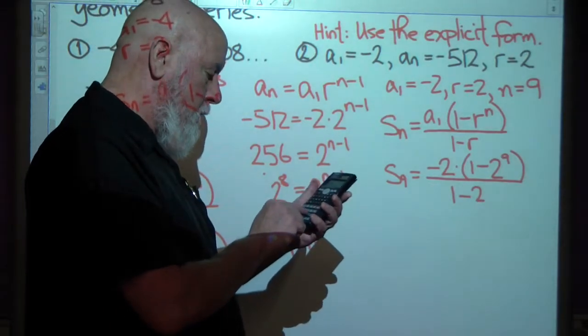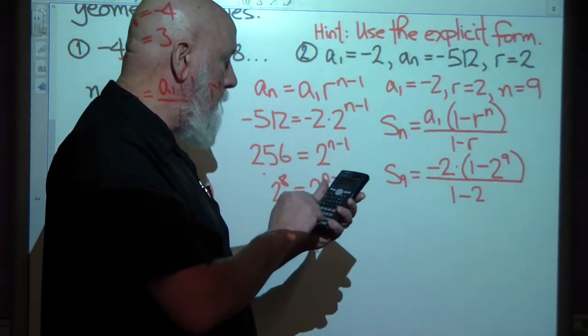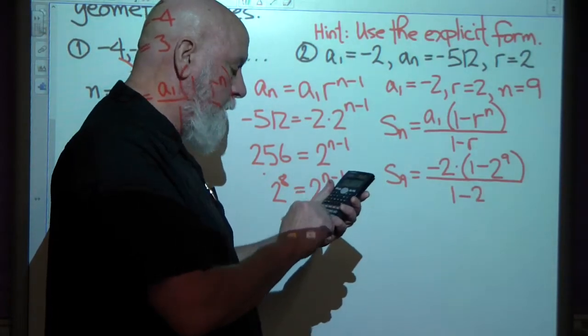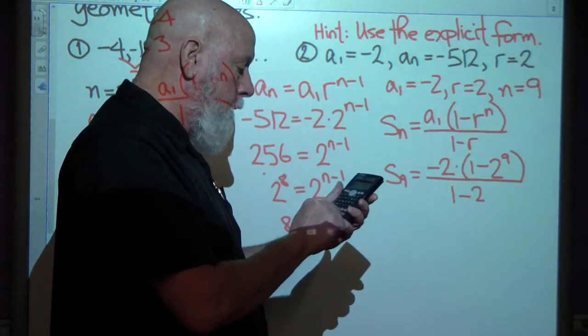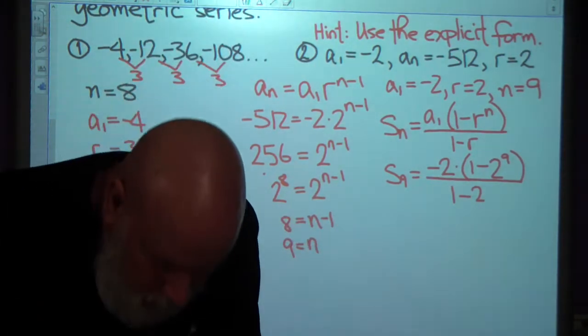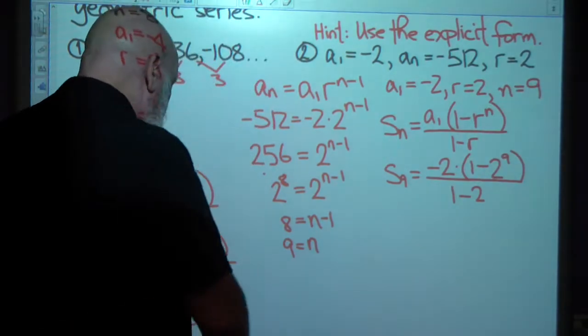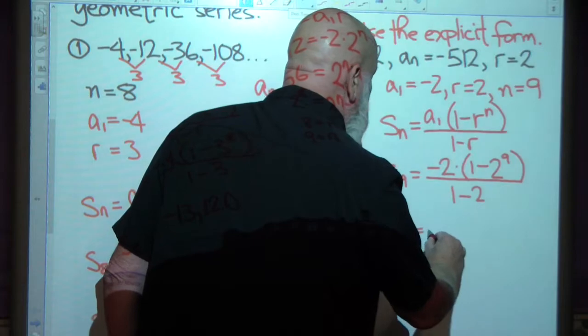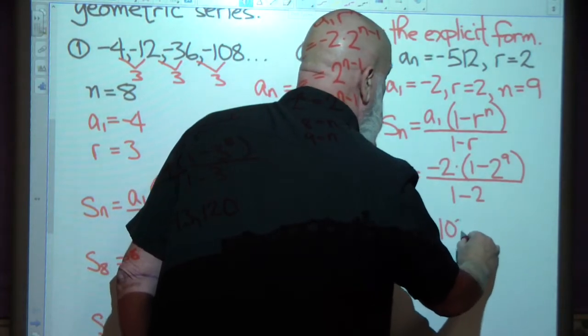So we have negative 2, parentheses, 2 to the 9th, close parentheses. Negative 1022, yay! The sum of these 9 terms will be negative 1022.